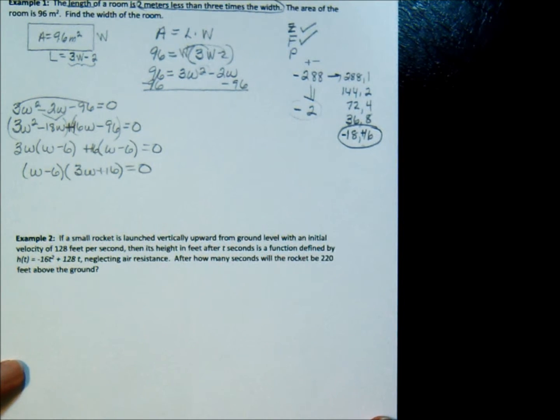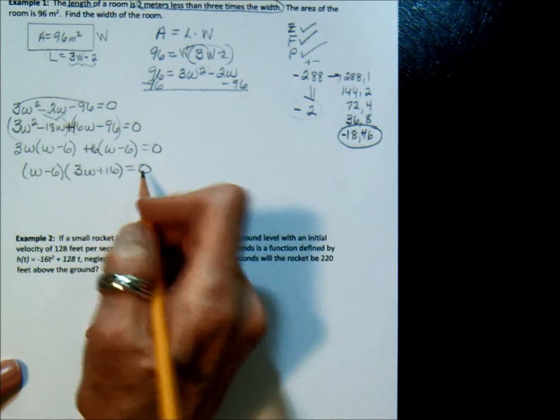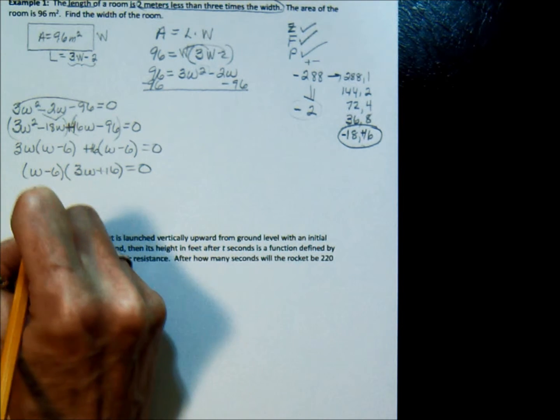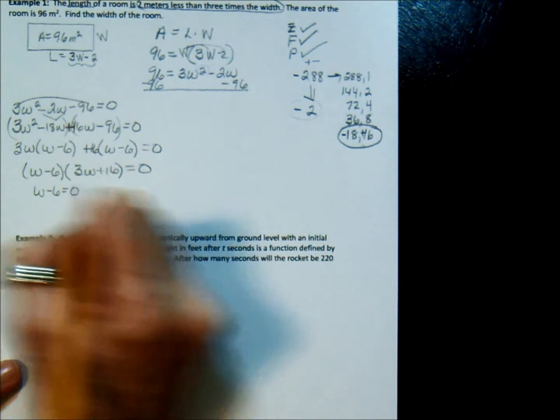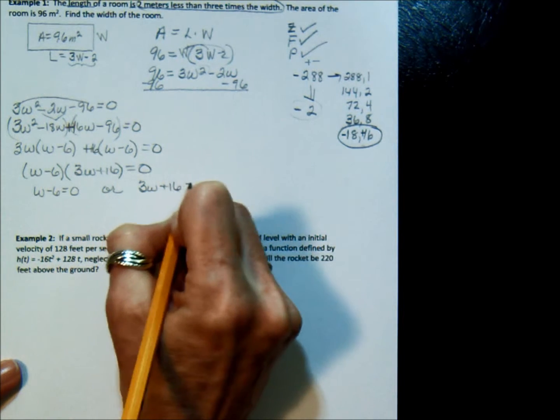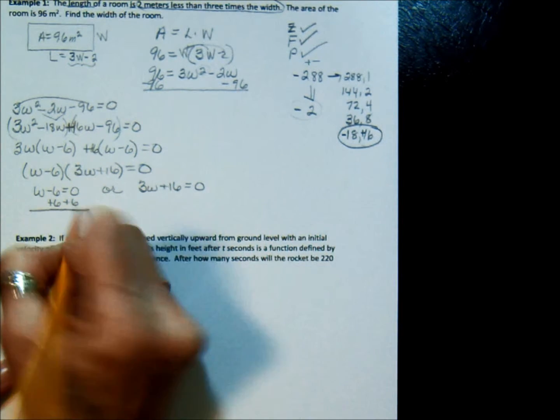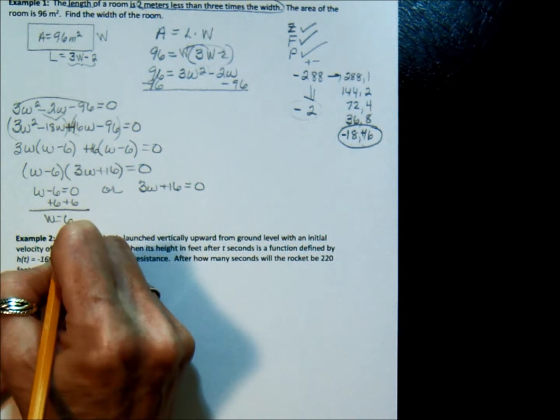I factored. Now I apply the property by setting each factor equal to 0. So either W minus 6 equals 0 or 3W plus 16 equals 0. Here I add a 6 and I get W equals 6.